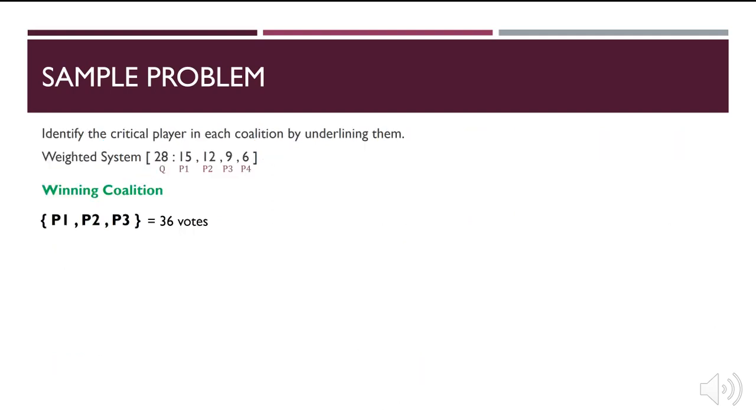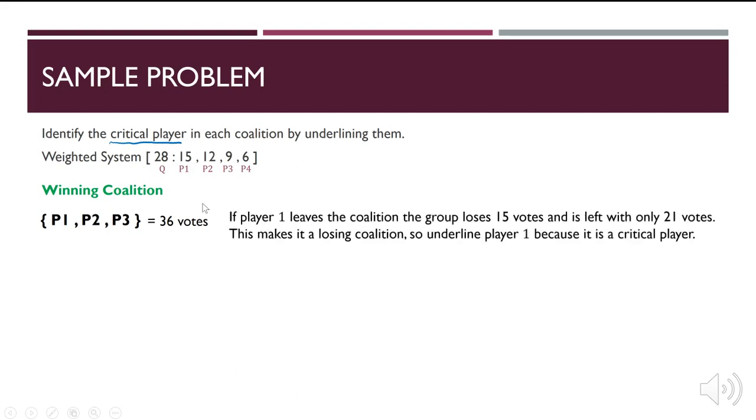So now that we've got the winning coalitions, we're going to do a player-by-player analysis to determine which players are critical players. And we do this by saying, remove 1 player at a time. If we remove player 1 from this team, we associate that player 1 with the 15 votes in the system, and we say, well, if I subtract those 15 votes, we're left with 21 votes, and that's less than the quota. That means that if player 1 leaves, the team goes from a winning team to a losing team, and we would then underline player 1, saying that player 1 is critical. So now player 1 is underlined.